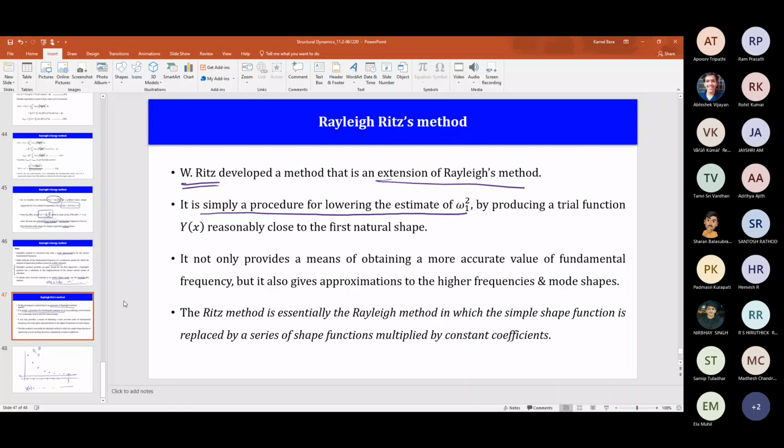As I already mentioned, it not only provides a means of obtaining a more accurate value of the fundamental frequency, but also gives approximation to the higher frequencies and mode shape. The Ritz method is essentially the Rayleigh method, in which the simple shape function is replaced by a series of shape functions multiplied by constant coefficients. That I told, right? C1 multiplied by some sine or cosine term plus C2 plus C3 multiplied by that thing. So it's a series. A simple idea, but very, very useful. You can read it on your own if you are interested.